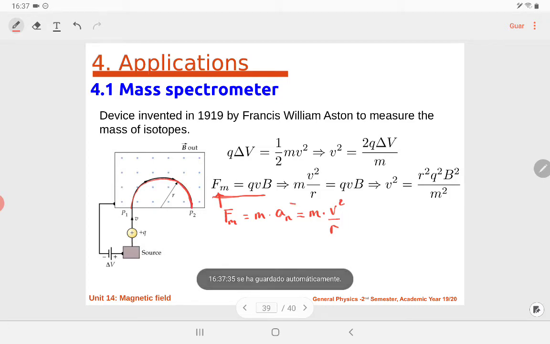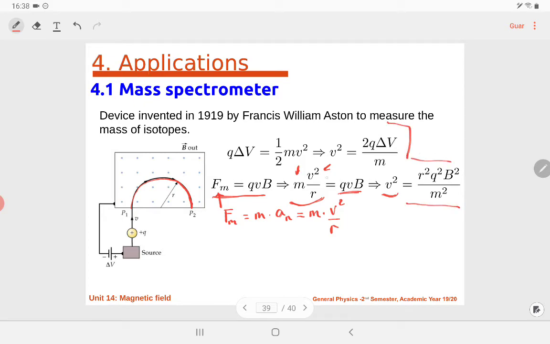Okay, so this is again the magnetic force, put as mass times the normal acceleration, and this has to be equal to QVB. Okay, so from here you can derive what the square of the velocity is going to be from the magnetic force. Okay, so here you have two expressions, and as the square of the velocity is equal in both, you can equate this part to this part and try to find out what is the ratio between the mass and the charge.